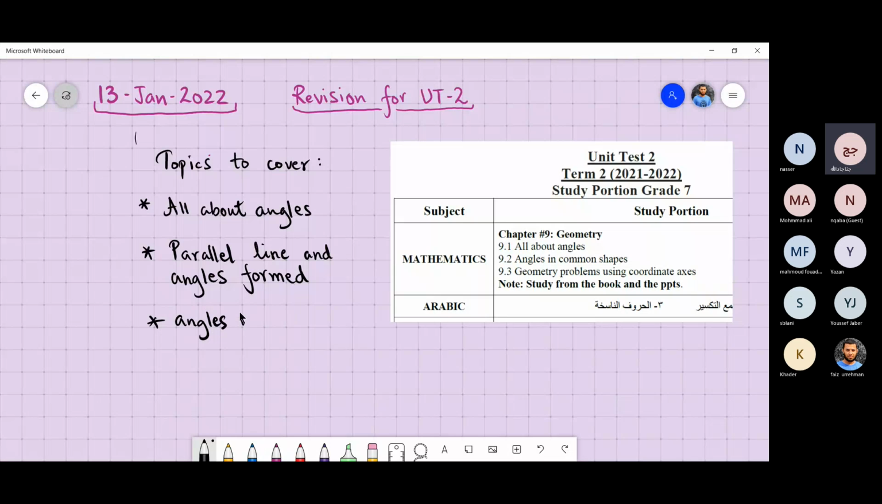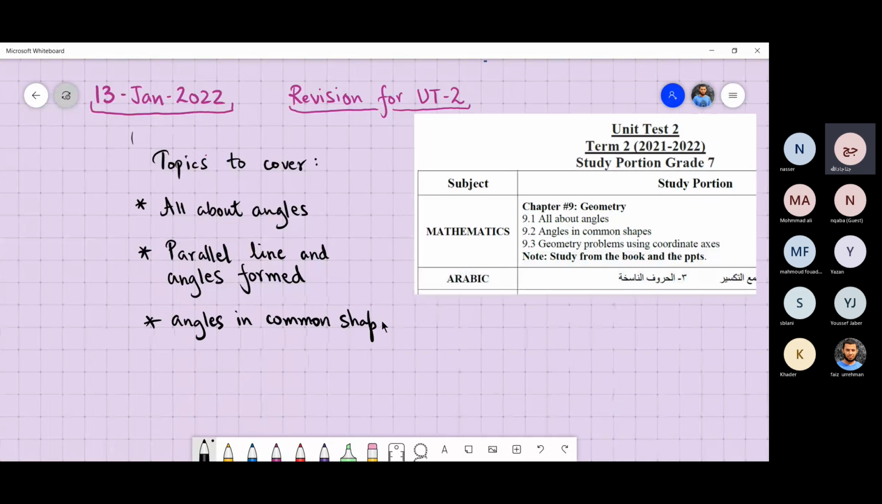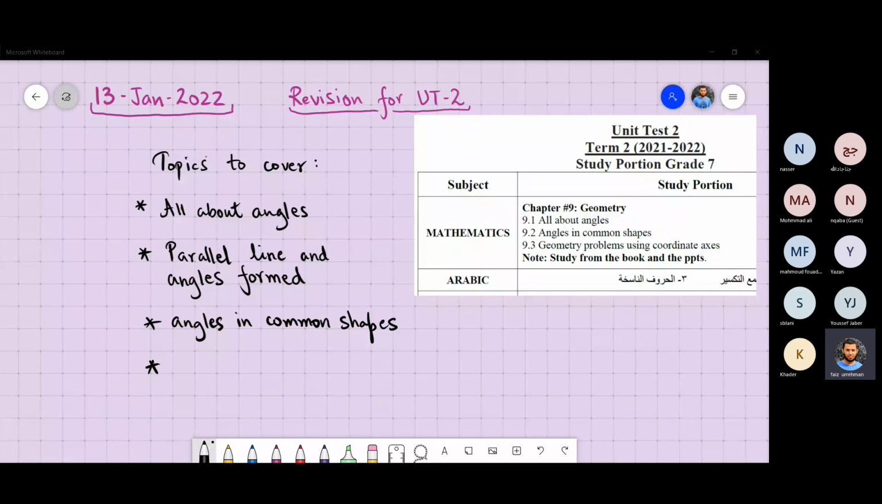Mister, for all about angles, we did not write something in the notebook about it. We only did parallel lines. We did not solve examples about all about angles in the notebook. For which topic? All about angles. We only solved from parallel lines to angles in common shapes. I will check now.